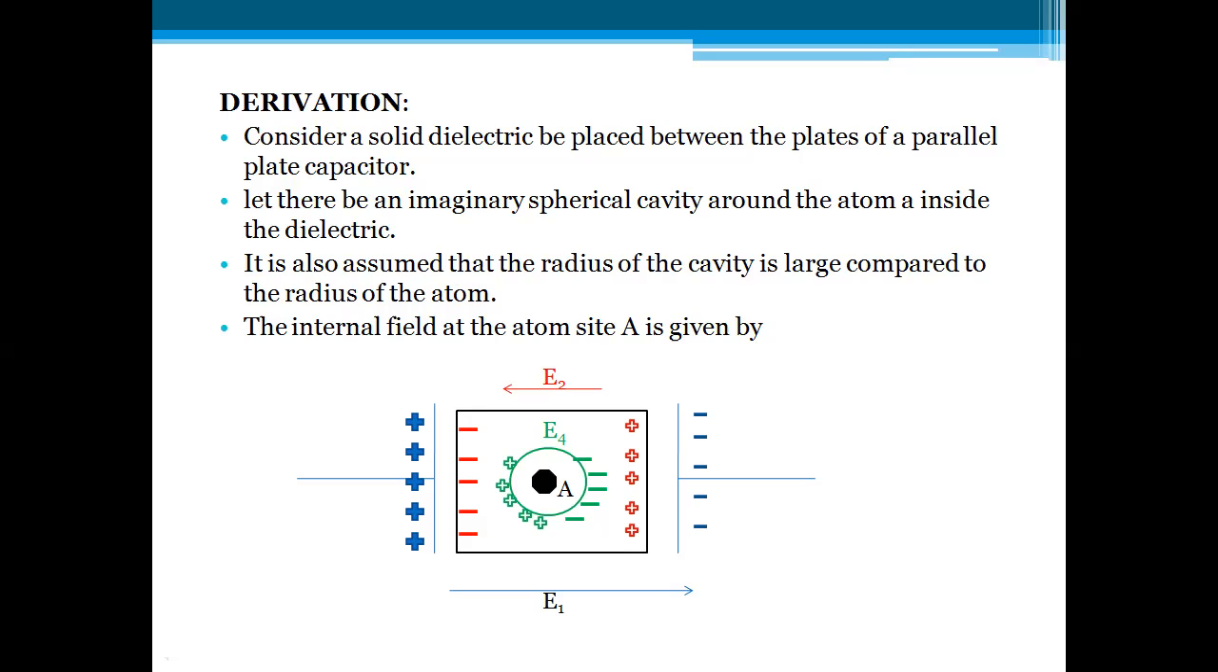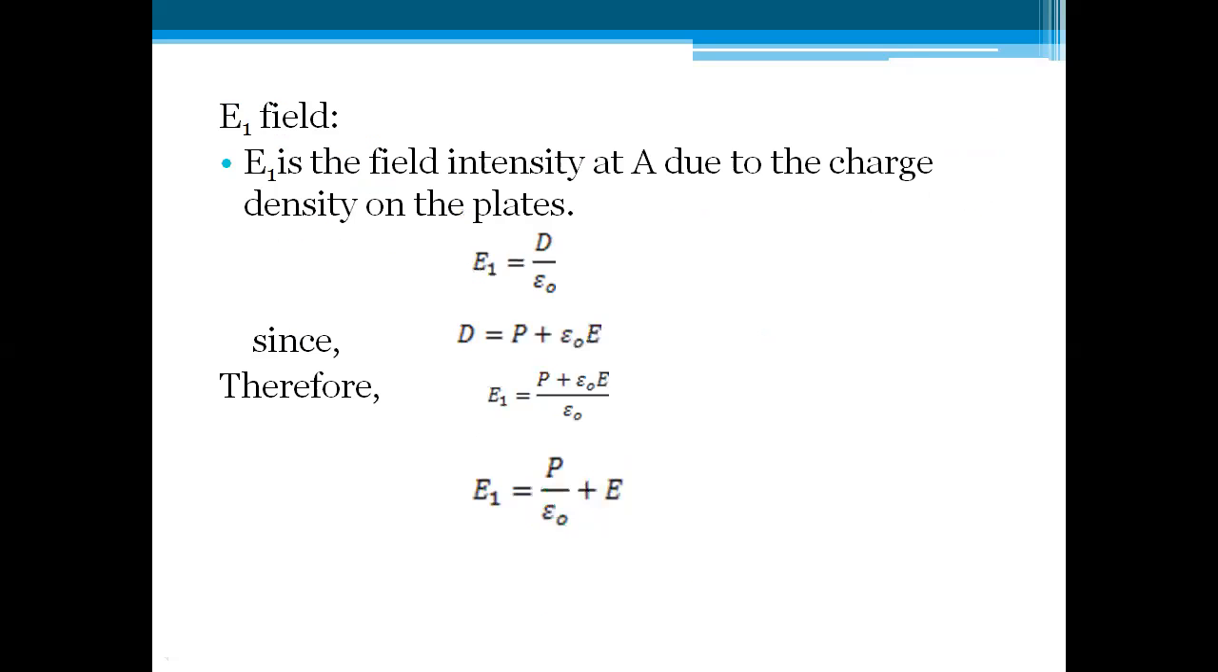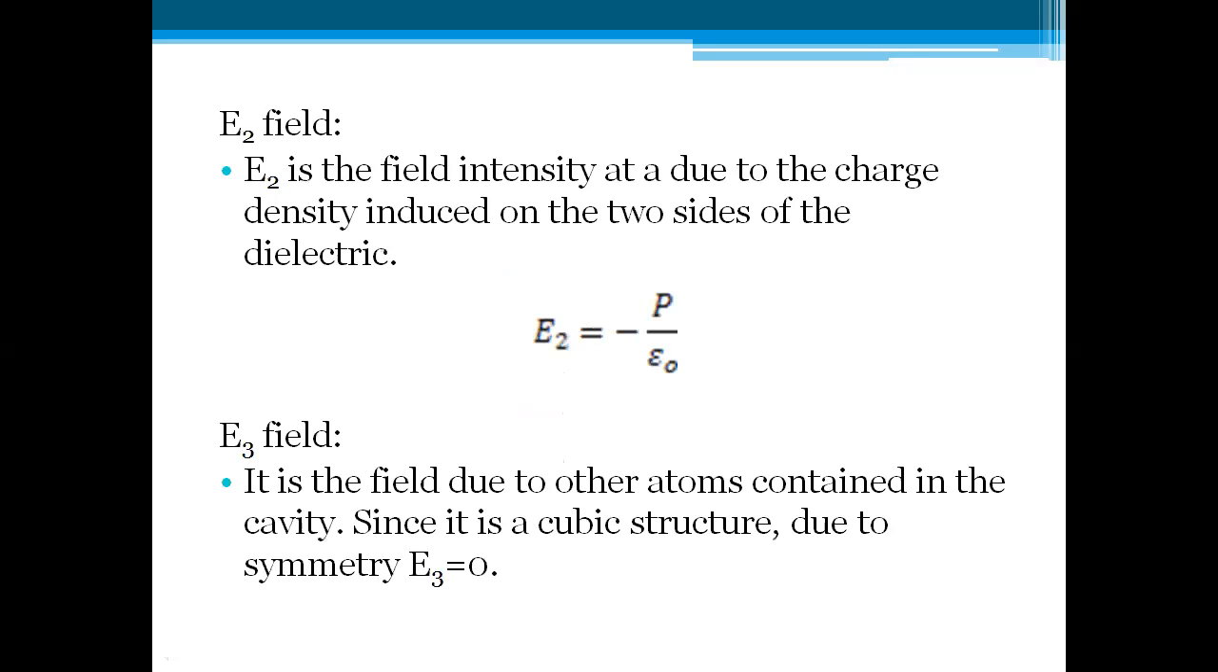Let us first calculate the field due to the applied one. E1 is the field intensity at A due to the charge density on the plates. That is, E1 is equal to D by epsilon naught, and we had derived an expression for the displacement vector in terms of the polarization vector, that is, D is equal to P plus epsilon naught E. Now substituting this relation in the expression, you get E1 is equal to P by epsilon naught plus E. This is the field due to the applied one.